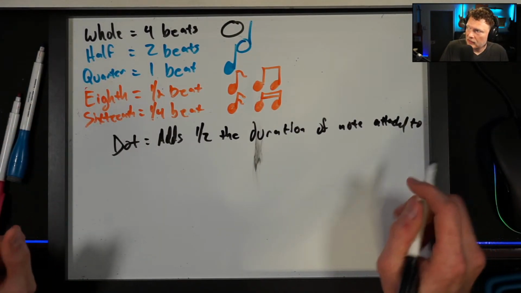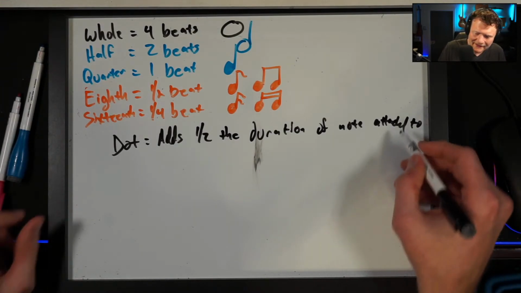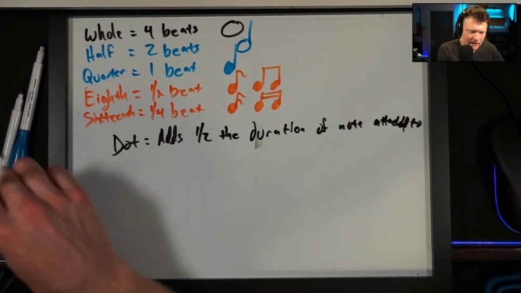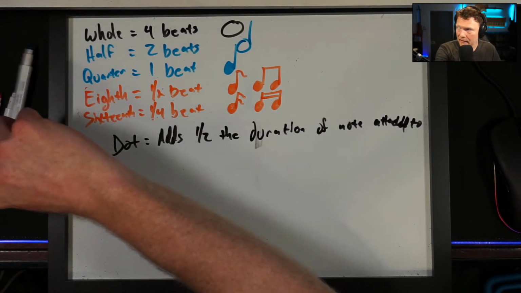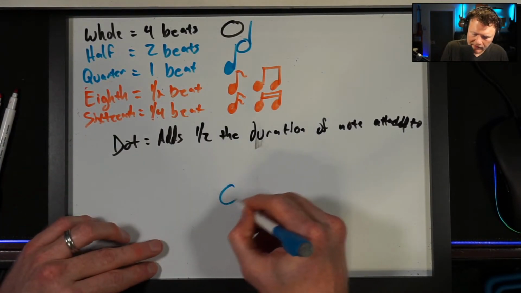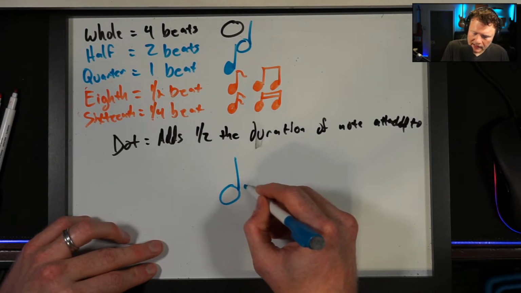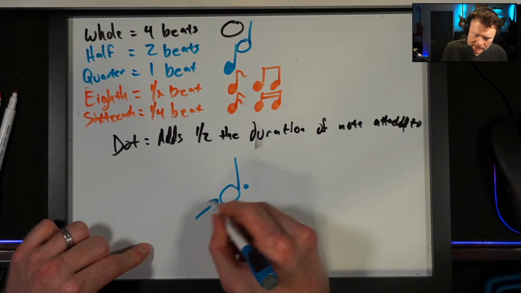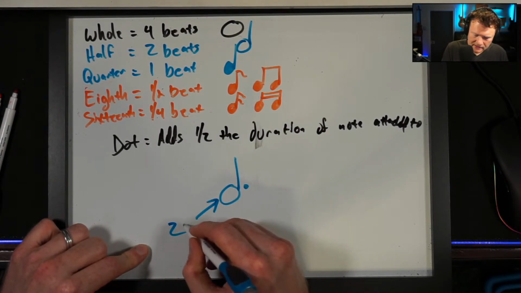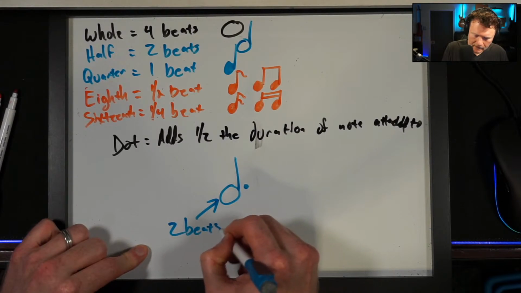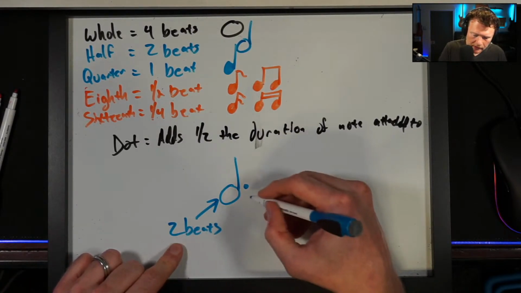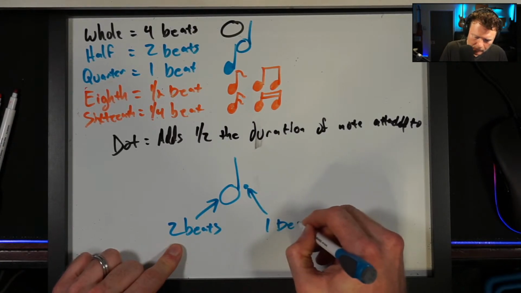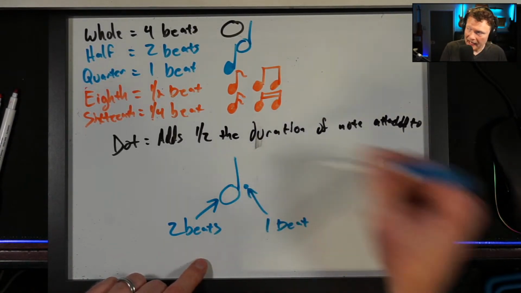Okay. That's not, this is attached. Anyway, it's half of this. So anyway, let me explain it. So the dot, right here in our example, we have this dotted half note. The half note right here is going to get 2 beats. And what's half of 2? 1. So this guy gets 1 beat. So that's what the dotted half note means.